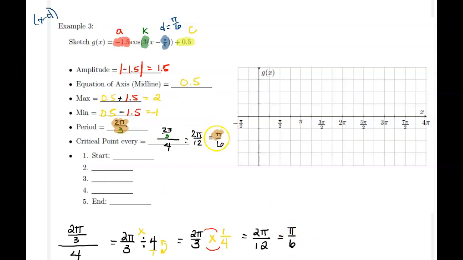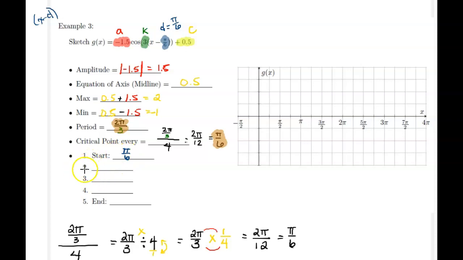So now I can use this and know that every critical point is spaced out by a distance of pi over 6. But now let's move into our critical points. I'm always going to be starting on my value of d. My value of d is also pi over 6. So that's where I'm going to be starting.